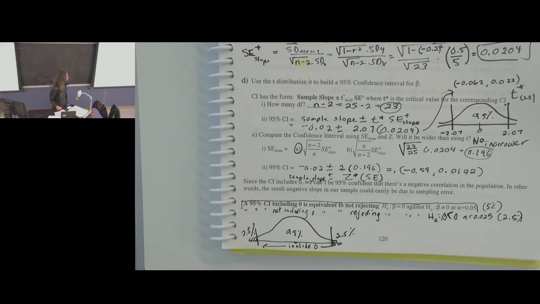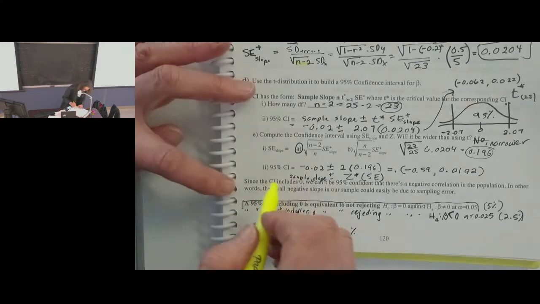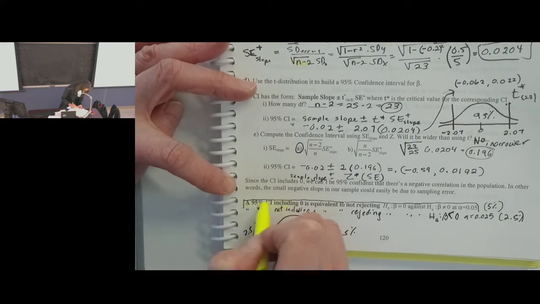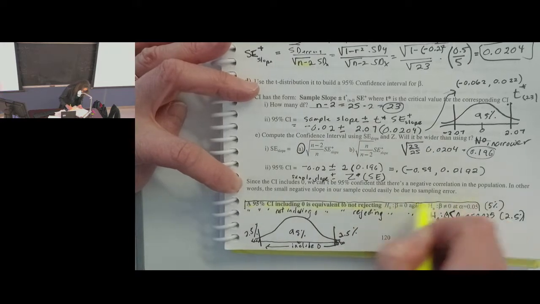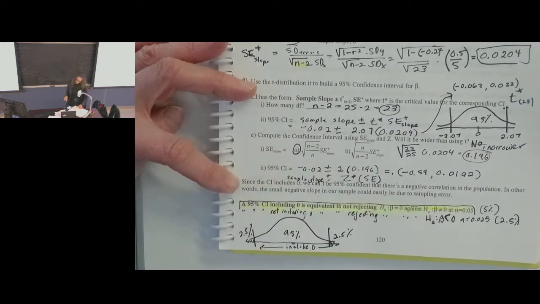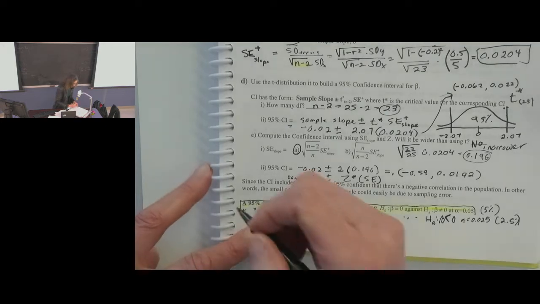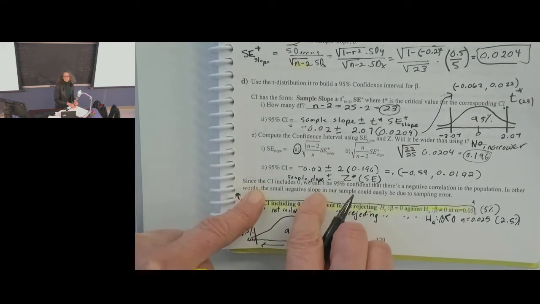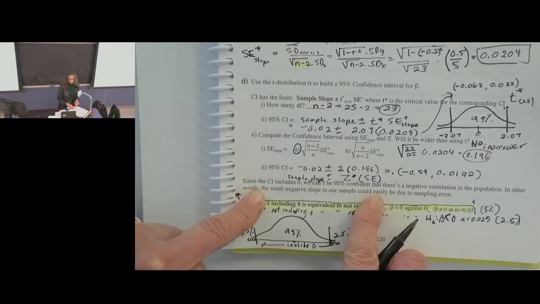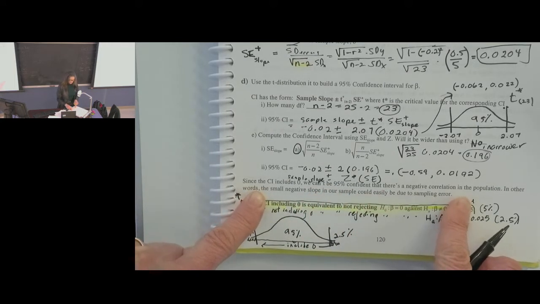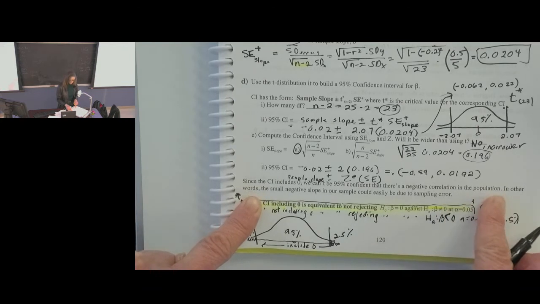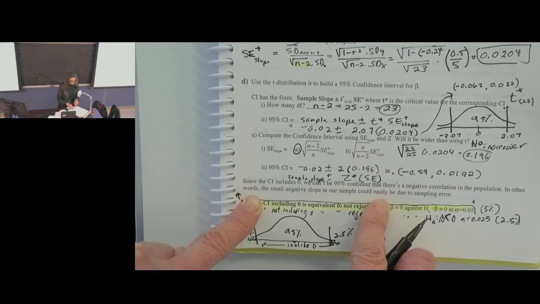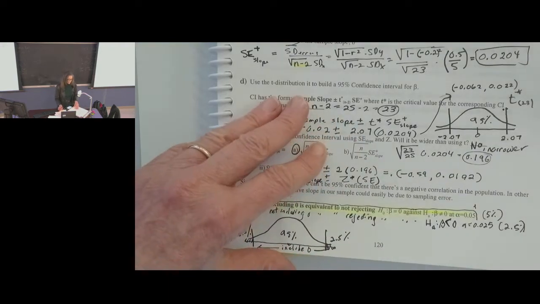So why don't we highlight this right here, and star it. And this is the reasoning. Since the confidence interval includes 0, we can't be 95% confident that there's a negative correlation in the population. In other words, a small negative slope in our sample could easily be due to chance sampling. So that's the idea. Any questions? And here's our summary.